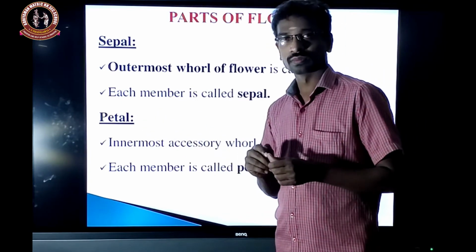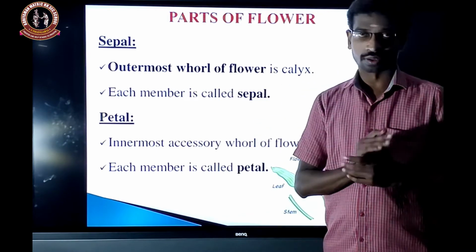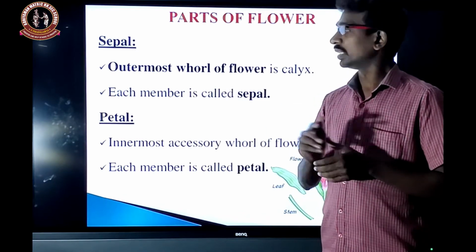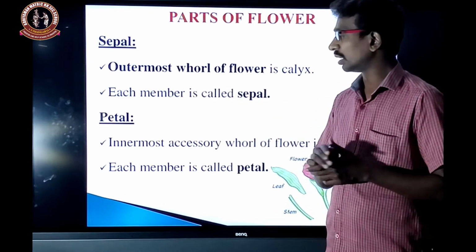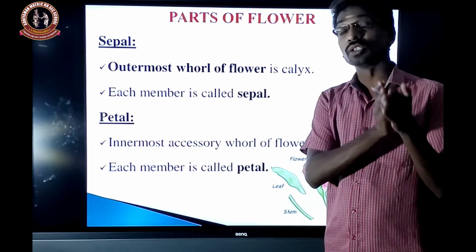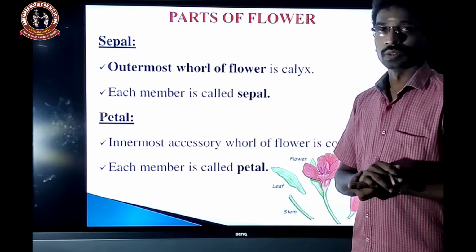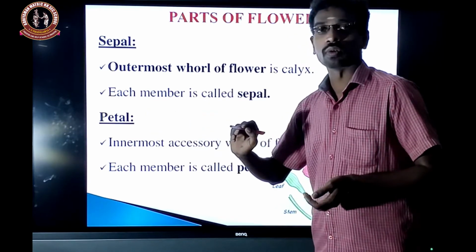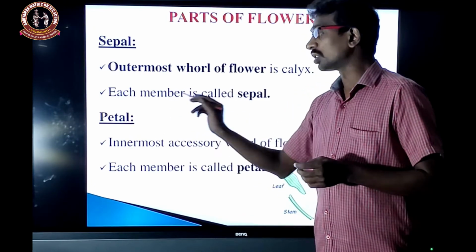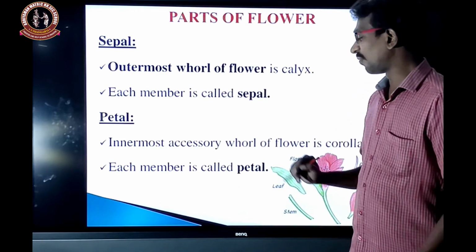And then petal. It is the innermost accessory whorl or the second whorl of the flower. The outermost whorl is the calyx. Corolla is the second whorl of the flower, or the innermost whorl of the accessory whorls. The single unit of corolla is called petal. Mostly the petals are attractive in color. They help in pollination.